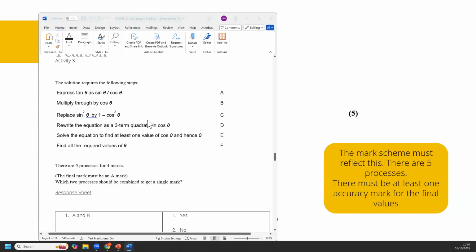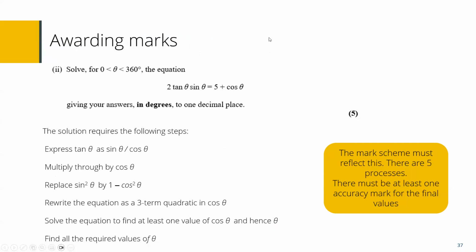Any suggestions? So someone says A and B. Sorry, I'll put the question as well. I'll move this over. I mean, it's on the slide. Maybe perhaps I just leave the slide. There we go. I hope that helps. So there's the steps again. So you go 1, 2, 3, 4, 5. The last one is for finding the values. That's the accuracy mark. So which other ones?